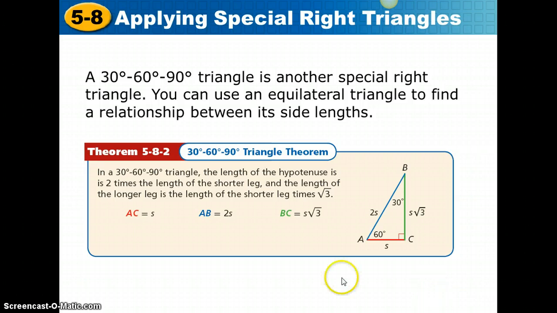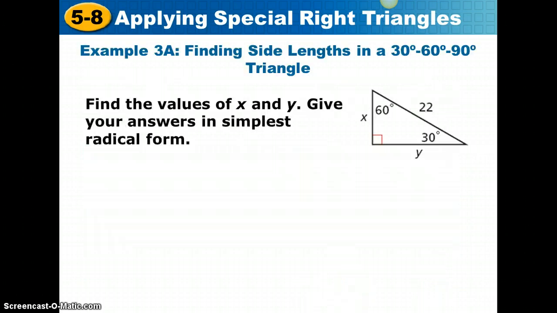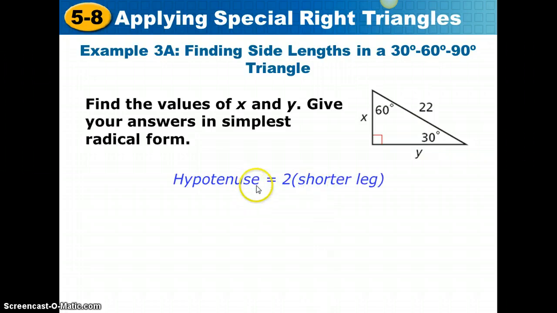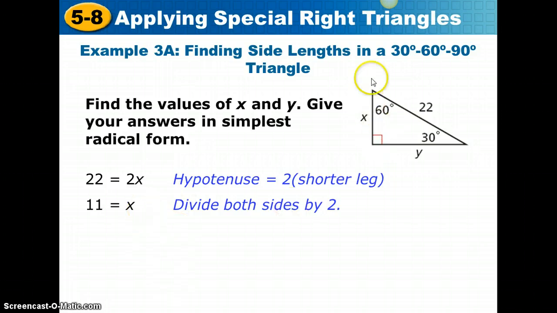So let's put this into practice and try a couple examples. Okay, here you'll see a 30, 60, 90 right triangle where the short leg is called X, the longer leg is called Y, and the hypotenuse is 22. We want to find the values of X and Y. Remember, the hypotenuse of a 30, 60, 90 triangle is equal to 2 times the shorter leg. So if I fill in what I know, the hypotenuse is 22, and the shorter leg we're calling x. So I can solve this equation for x by dividing both sides by 2, and x is 11.